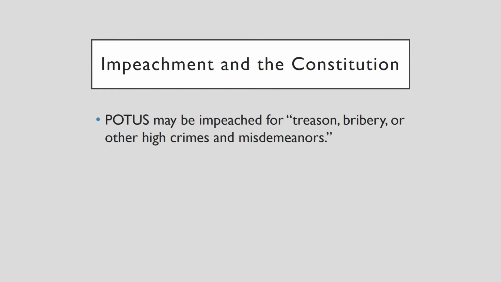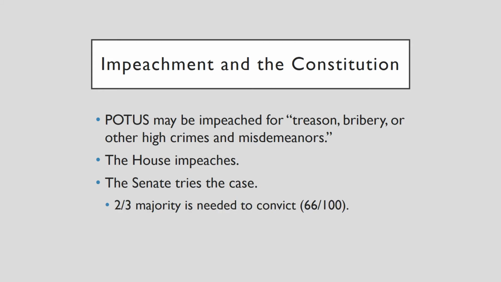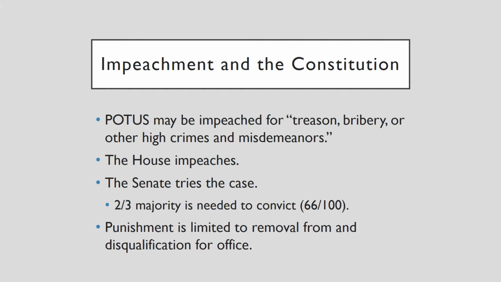So, to summarize, the President of the United States may be impeached for treason, bribery, or other high crimes and misdemeanors. And that phrase, other high crimes and misdemeanors, is one that will be very significant in thinking about whether or not the presidents who were impeached deserved to be impeached. The House impeaches, the Senate tries the case, a 2/3 majority, or 66 out of 100, is needed to convict. And if convicted, the punishment is limited to removal from and disqualification for office.